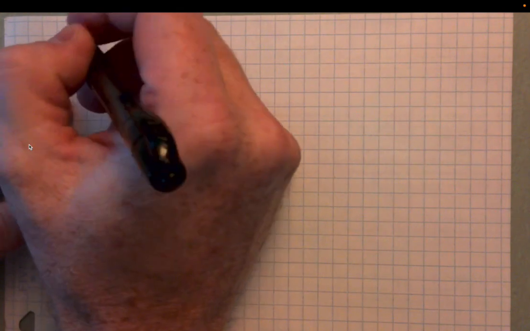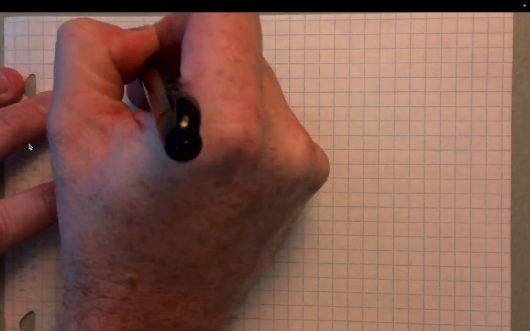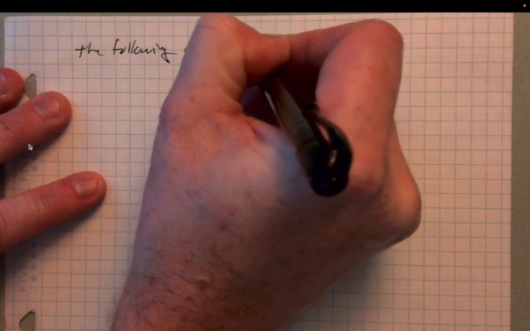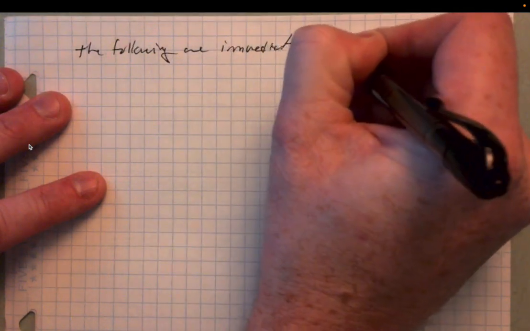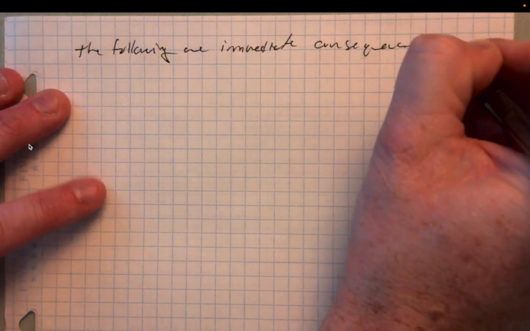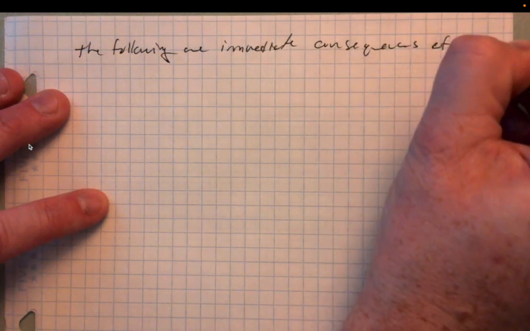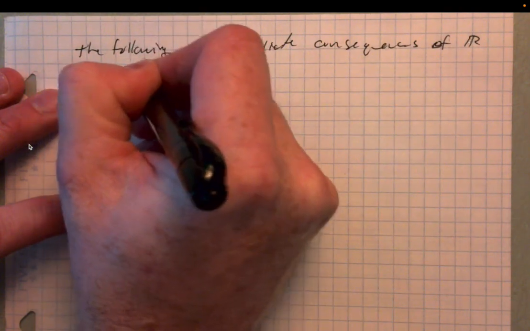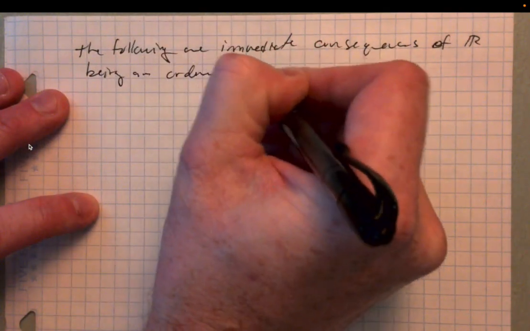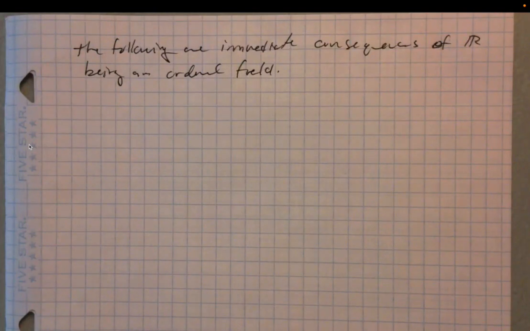All right. Now, all of that is kind of prerequisite for the following consequences of ordered fields. So the following are immediate consequences of R being an ordered field. They're immediate consequences of R being an ordered field.